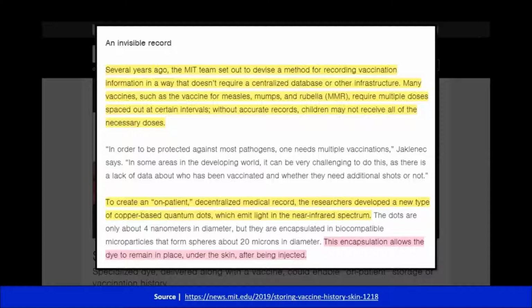Okay, so give me the pros here, right? So in other words, this is going to save me as a parent from the inconvenience of forgetting that one of my children didn't get their third shot of hepatitis. It will just do it all for me. It keeps that record right on their body.